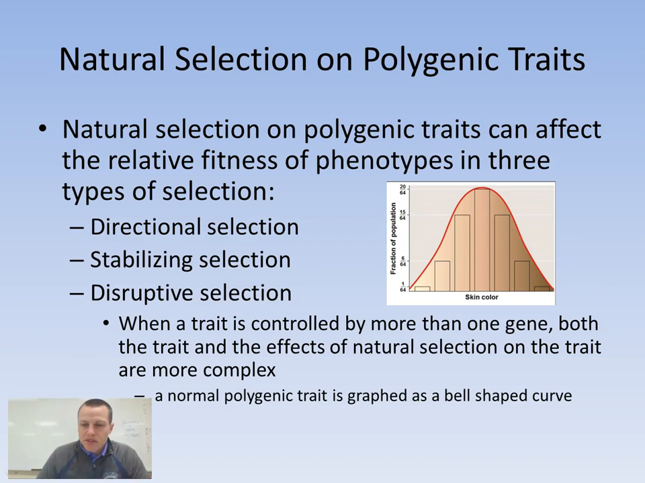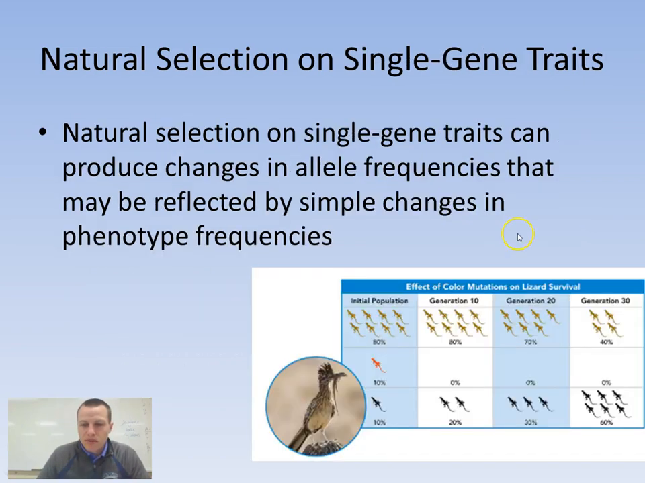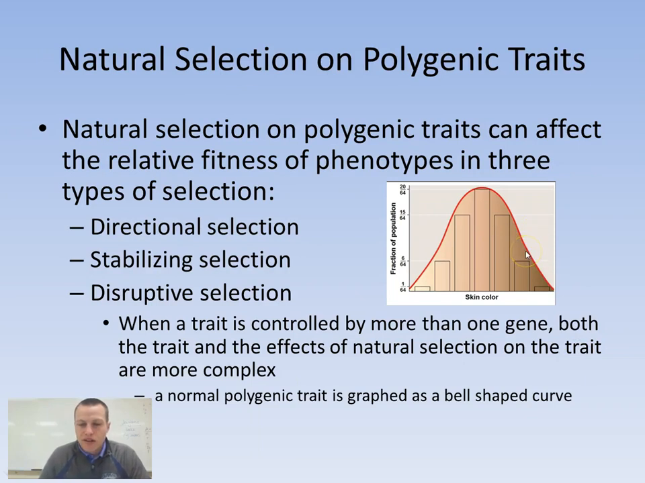So since this is controlled by many genes, we can't get a population that looks like this after 30 generations with a huge change. This will be a change over a very long period of time because of all the variation that's already there. And it's harder to change a population that's variant or different throughout it because of all the different gene pools, all the different alleles within that gene pool. So a normal polygenic trait is graphed as a bell-shaped curve like we talked about.